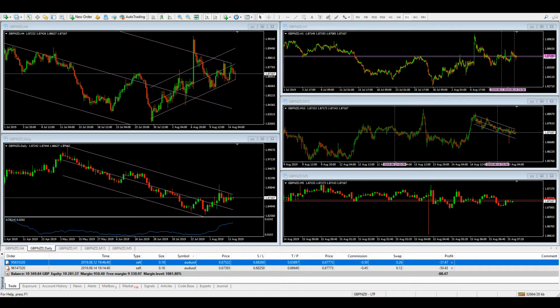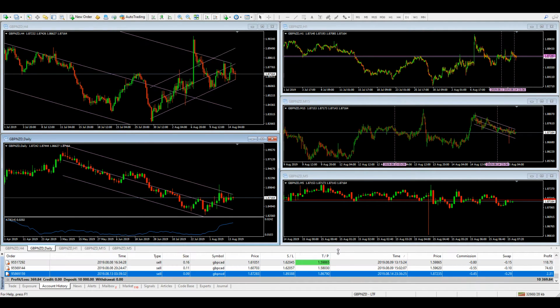So let's kick off. Let me just bring up my charts here. So since yesterday, what's happened? There are two trades that I had on. There was the GBP NZD, which I've taken out at break even here, just over break even.